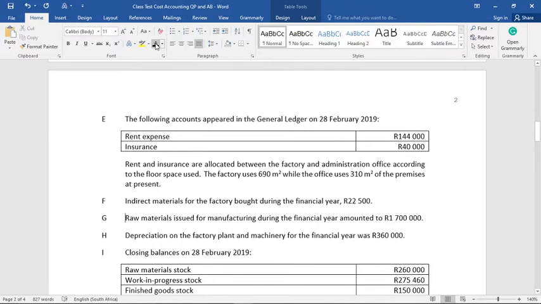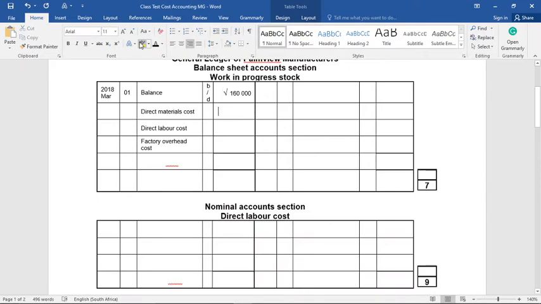Here it is, G. It tells you that raw materials that were issued for manufacturing during the year amount to 1.7 million. That means that when we come to the work in progress stock account, direct material cost is going to be shown there at 1.7 million. Okay.